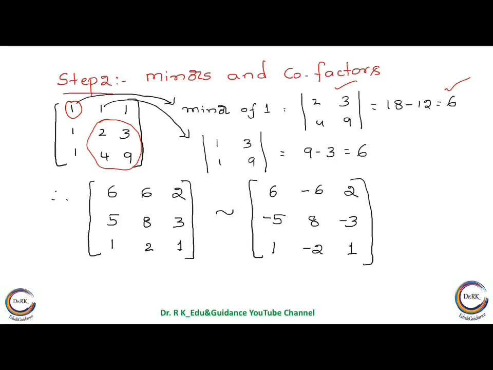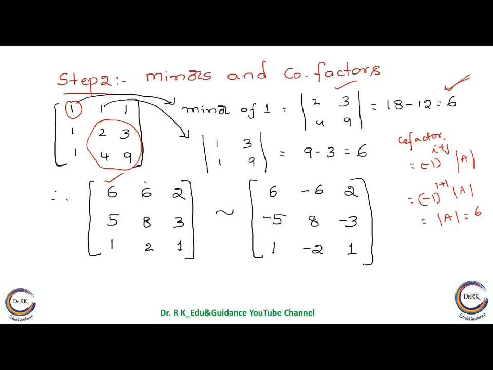Then what is the cofactor of that element? The cofactor of any element is minus 1 power i plus j into minor. What is this minus 1 power i plus j? It depends on which row and which column that element is in. In this case it is minus 1 power 1 plus 1 into minor, therefore it becomes minus 1 square, that is 1. So 6 is the minor, and the cofactor is also the same. So that's why you can see this.